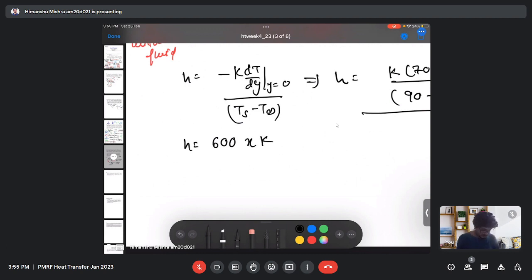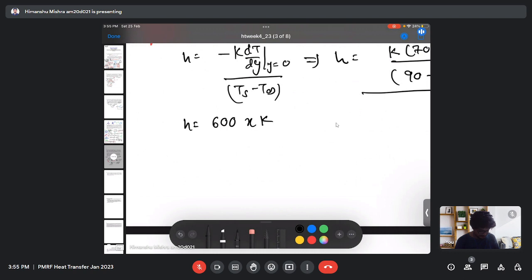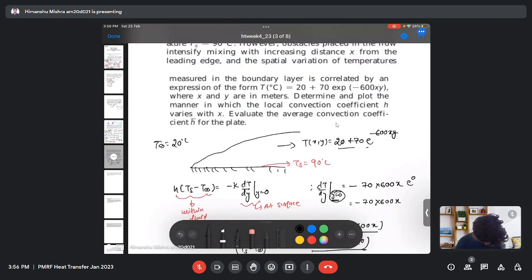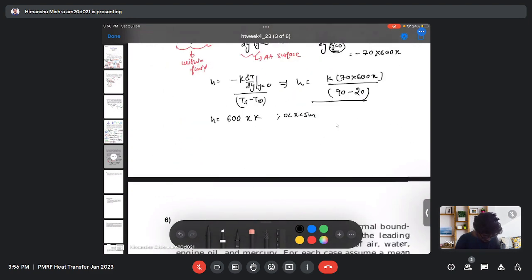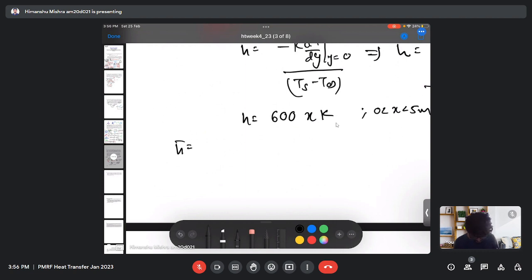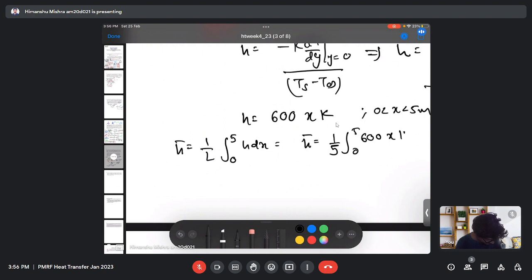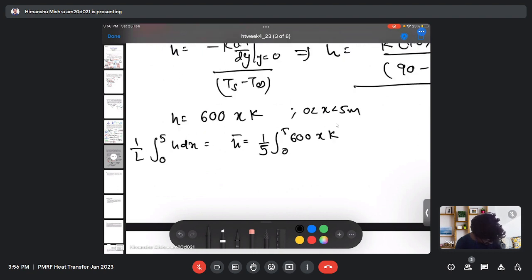600 xk. So now I need to find the average heat transfer coefficient from length 0 to 5 meter. So we have been given the length of 5 meters, so we will take the integration: 1/5 integral of 600 xk dx.